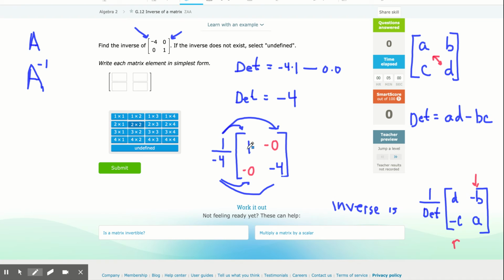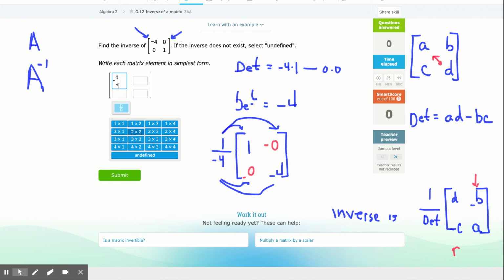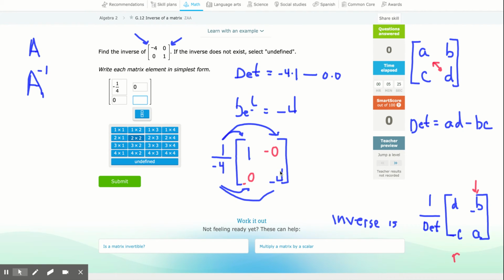So I would have 1 times -1/4. That first element in my inverse would be -1/4. The second element, luckily, 0 times anything is 0, would be 0. The third element, again, 0 times any number would be 0. And then the last element is supposed to be a -4. Something went weird there. But what's -1/4 times -4? That's going to be +1. So that last element is 1.